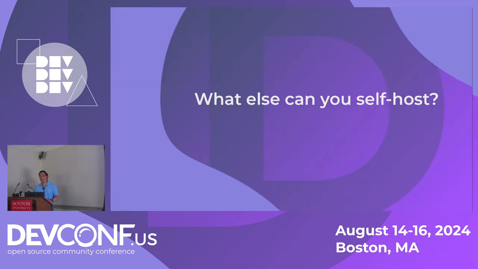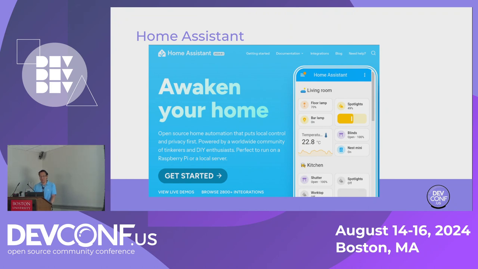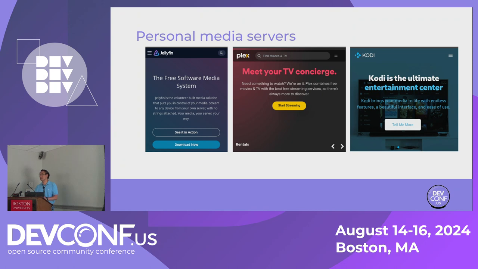I've talked about some applications that I self-host, but what else can you self-host? Another major category is Home Assistant. If you have smart devices, light bulbs, smart speakers, doorbells, garage door openers, locks, something like Home Assistant can help you pull all that together and even integrate competing vendors' devices all under one dashboard. Another category is personal media servers. This is probably one of the most popular categories. My particular use case was photos and videos that I've taken, as opposed to, let's say, a media library of movies and TV shows. But if you have a library of movies and TV shows, one of these three might be helpful for that.